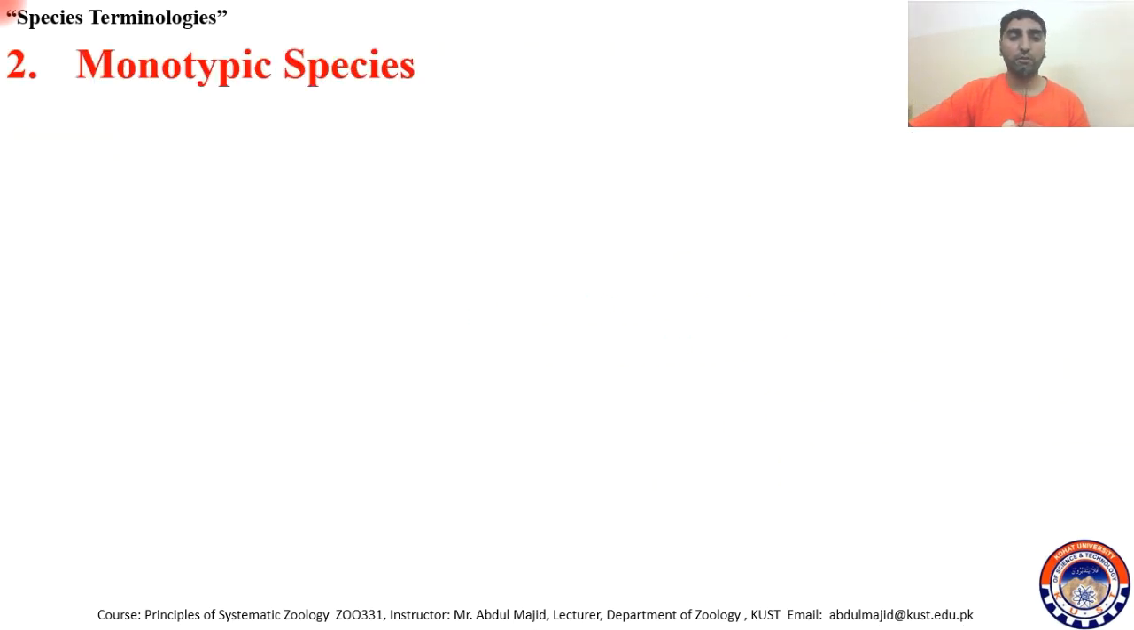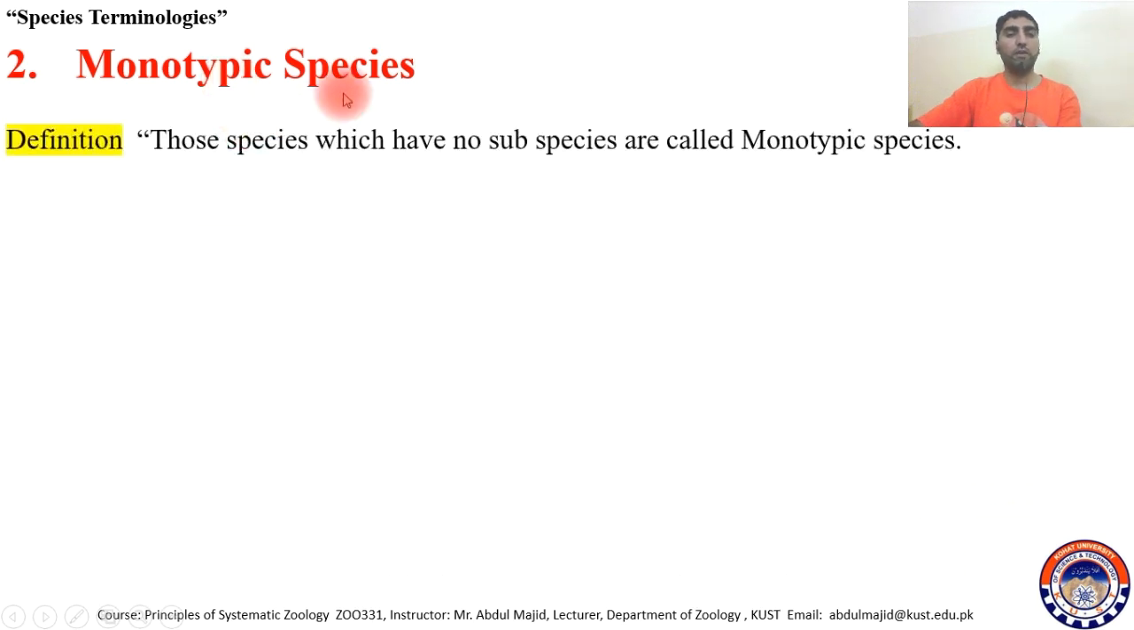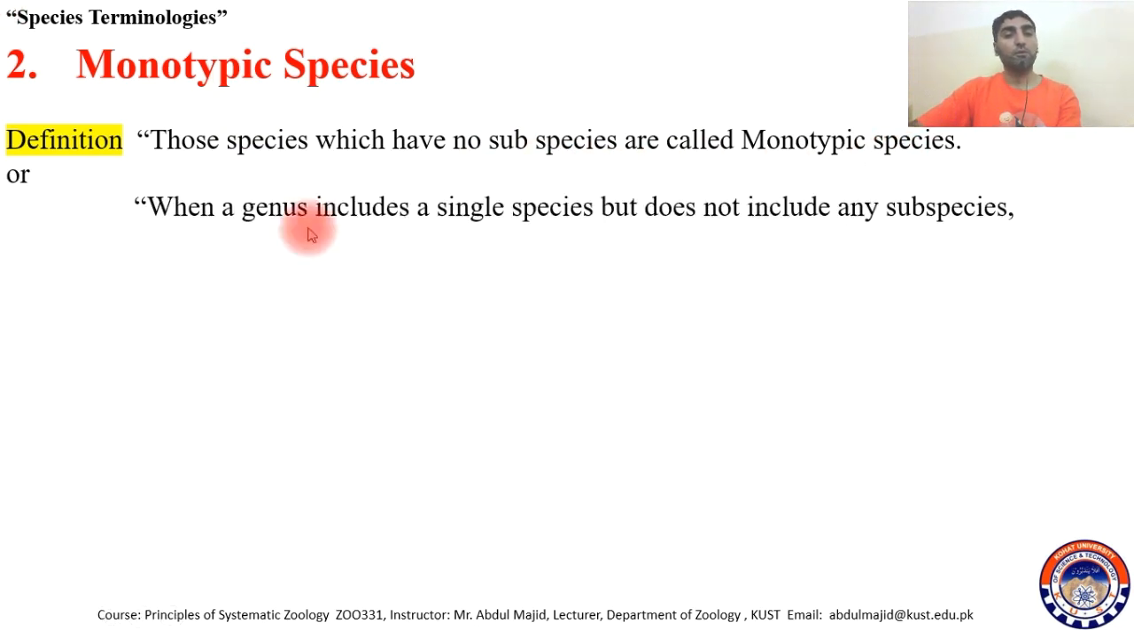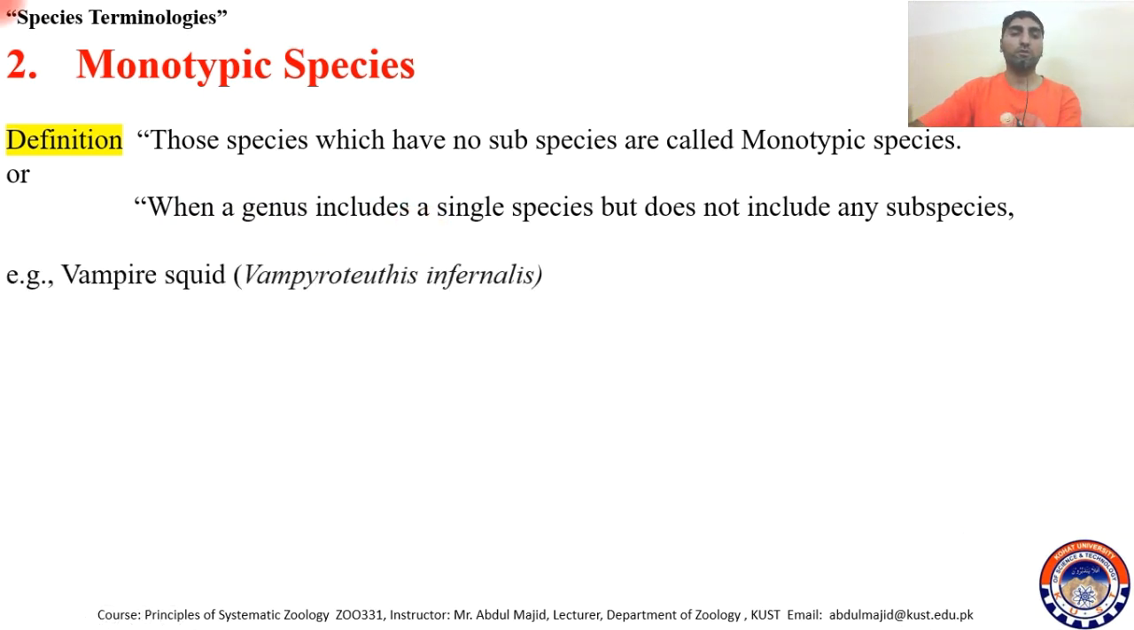Another is a monotypic species. It's very clear from its name: mono means one, and typic means type. So all those species which do not have subspecies are called monotypic species. Or you can say that those genera which include only a single species but do not include any subspecies are known as monotypic.